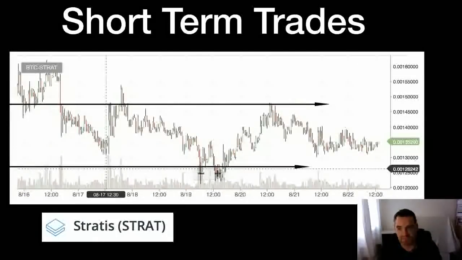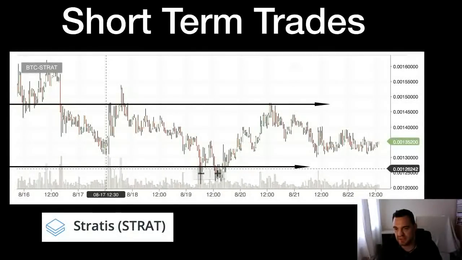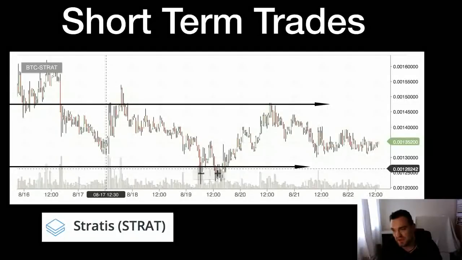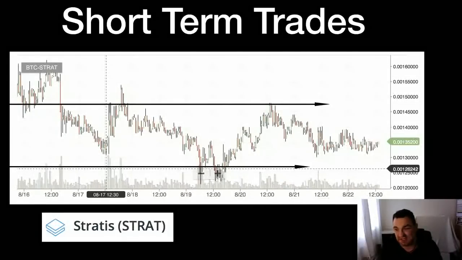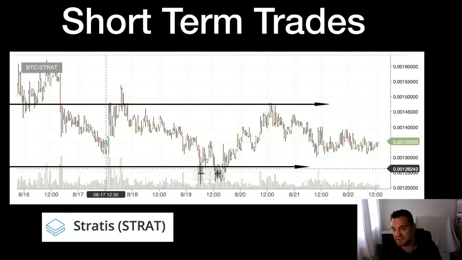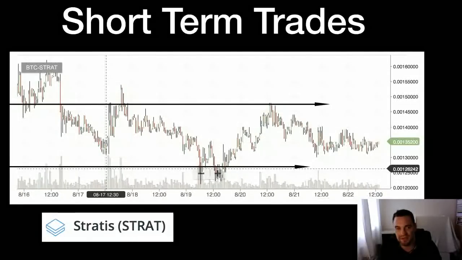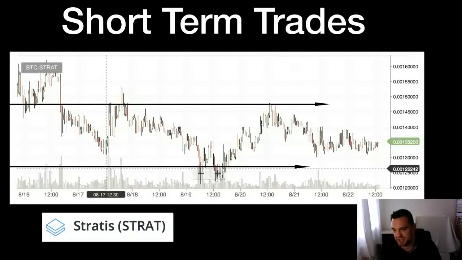Another one that I've got here at the moment is Stratis. I wasn't really looking at Stratis because there hasn't been much action with it, if I'm honest. But someone brought it to my attention. I thought, you know what, I could do a bit more research, did some research. Actually, it's a pretty good coin, but the sentiment doesn't seem to be there. But when I started looking at the patterns, I started to see the channel.